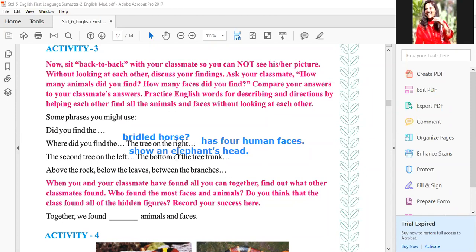ठीक है फिर then the bottom of the tree trunk, the bottom of the tree trunk shows a human face.